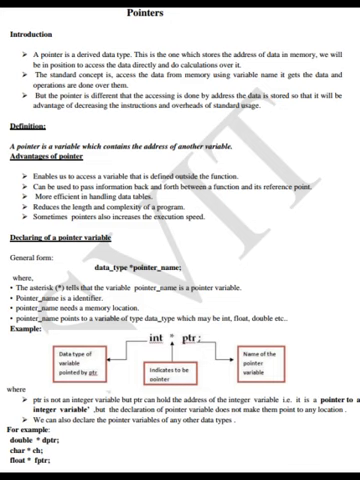A pointer is a variable which contains the address of another variable. Advantages of pointers: they enable us to access a variable that is defined outside the function, can be used to pass information back and forth between a function and its reference point, are more efficient in handling data tables, and reduce the length and complexity of a program. Sometimes pointers also increase the execution speed.